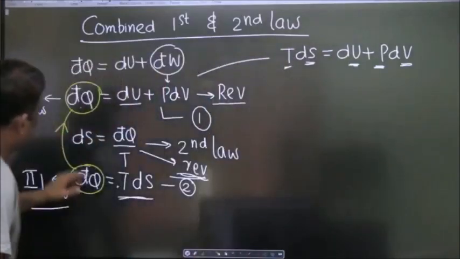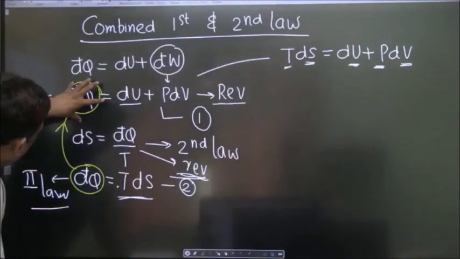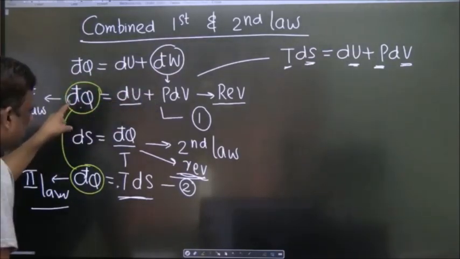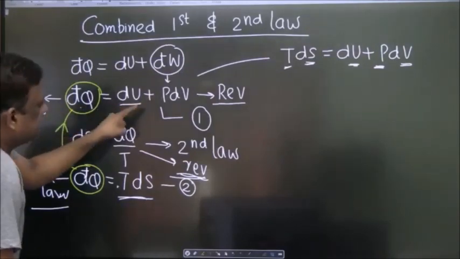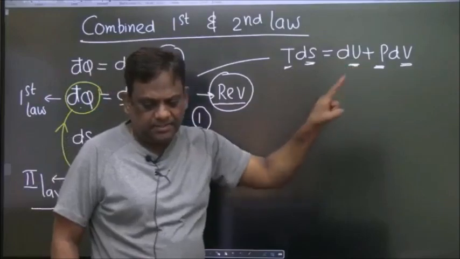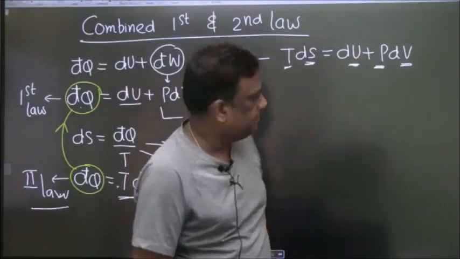Now let us come back to this equation. This is not a property, it is a path function. And these are properties. See the difference. As all are not properties, that's why it is valid for a particular path only. But here all are properties. Let's see clearly, my dear students.